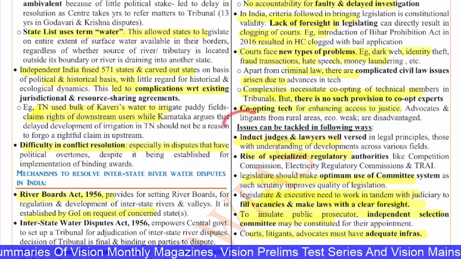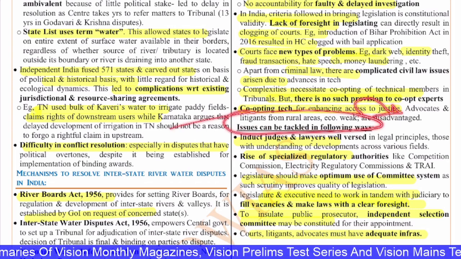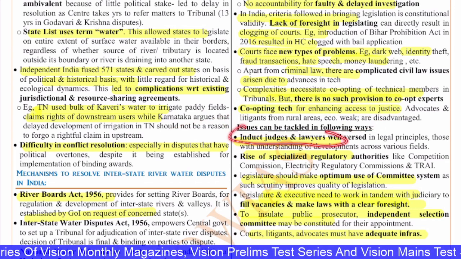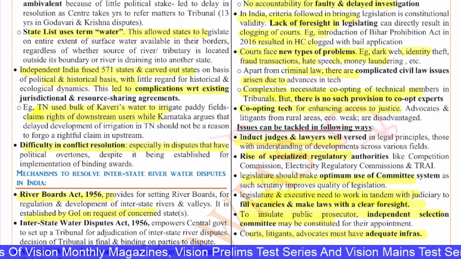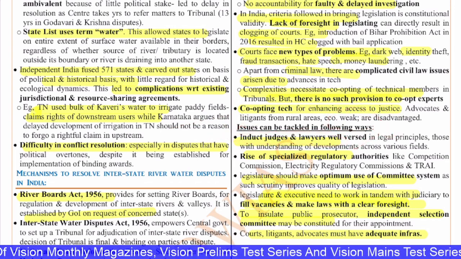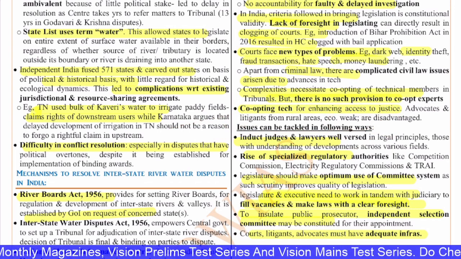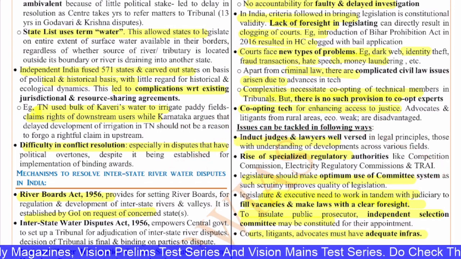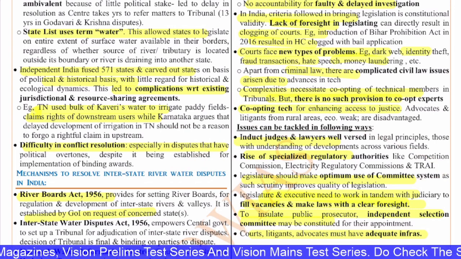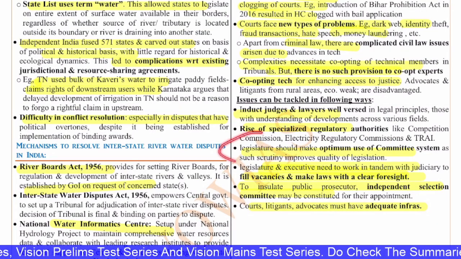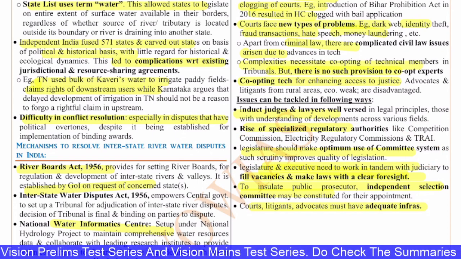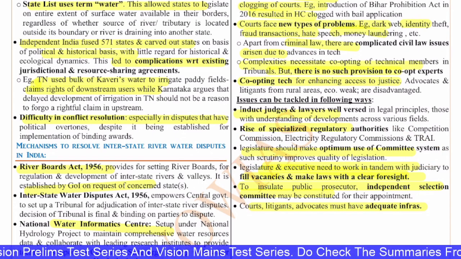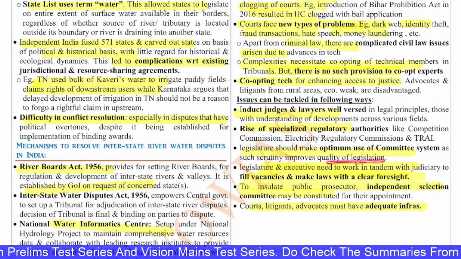Now the issues can be tackled in the following ways. The first is to induct judges and lawyers well versed with legal principles, those with an understanding of developments across the fields, given the rise of specialized regulatory authorities like the Competition Commission, TRAI, the Electricity Regulatory Commission, etc. And the legislators should make optimum use of the committee system, as such scrutiny improves the quality of legislation.